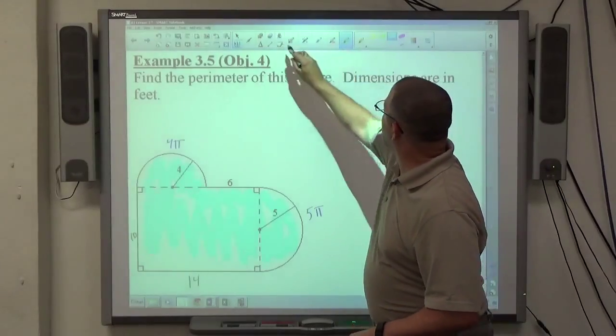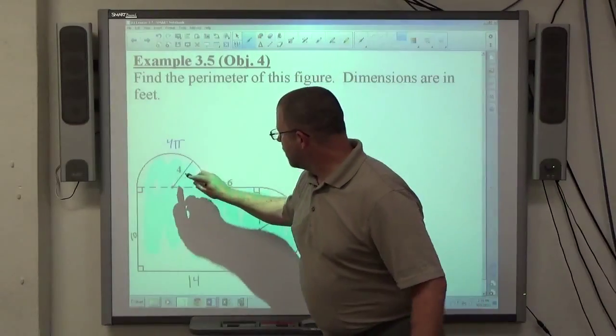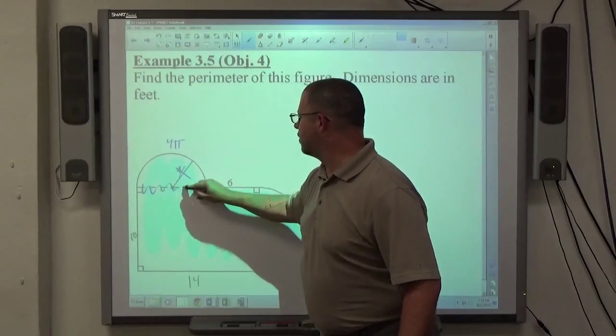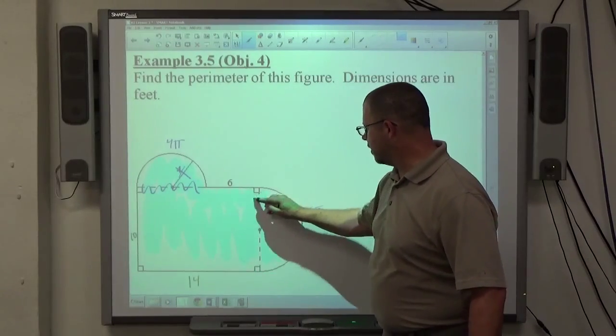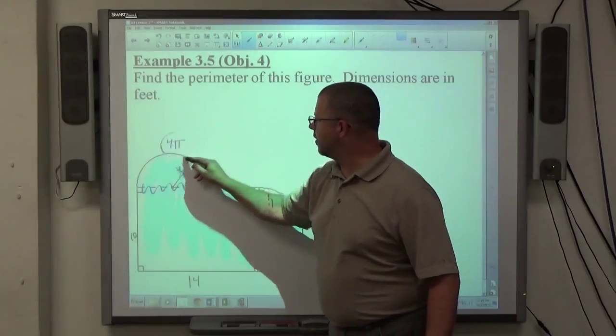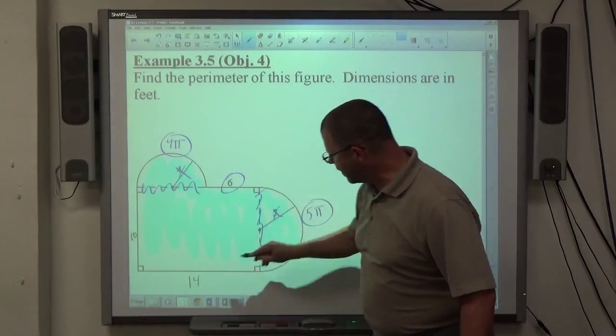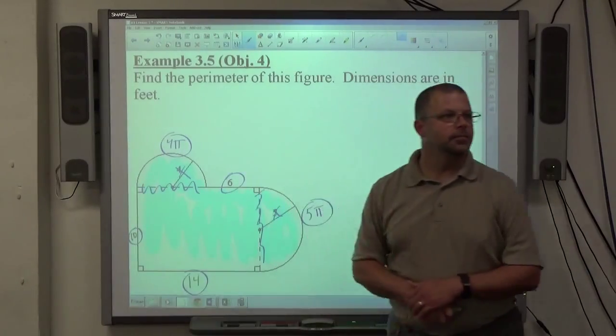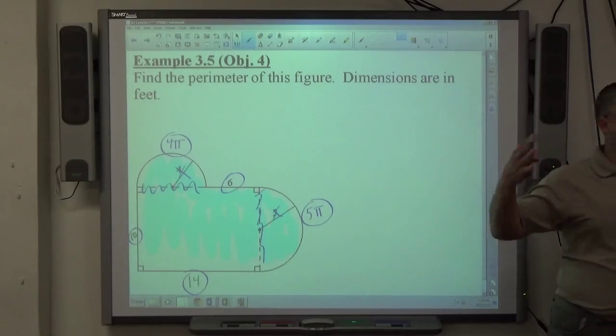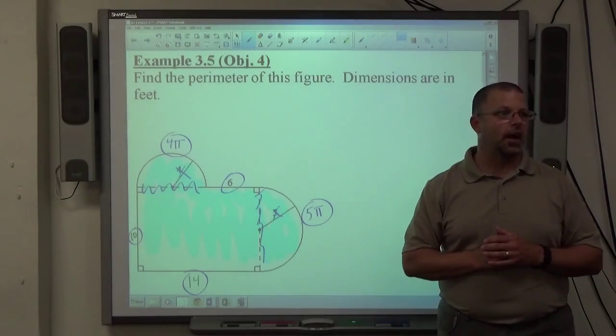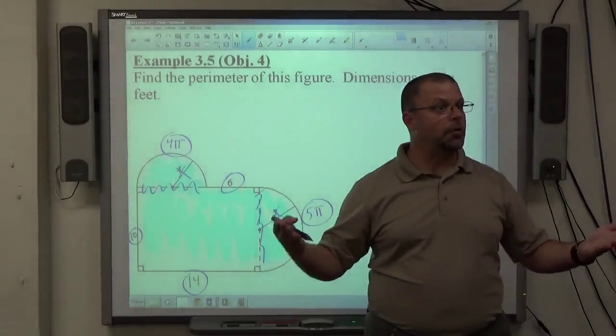So when I'm looking at this whole thing, that's inside the swimming pool, doesn't count. This whole thing's inside the swimming pool, doesn't count, doesn't count. All that matters is this guy, this guy, this guy, this guy, and this guy. All right, so when you're finding perimeter, only look at the outside edges. Nothing inside counts. Some stuff inside can help you find outside stuff.